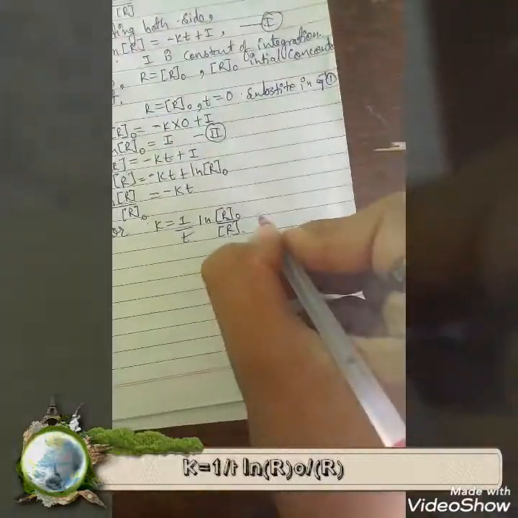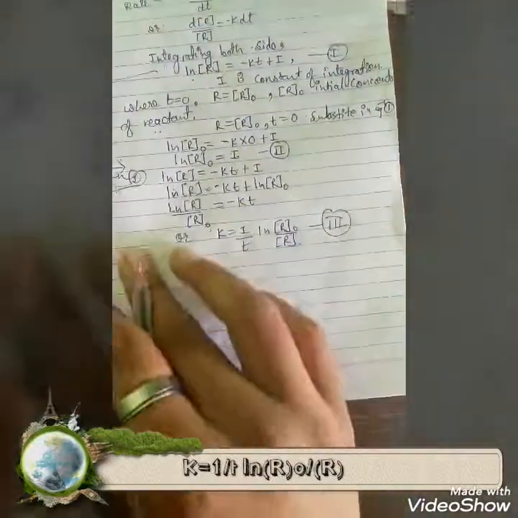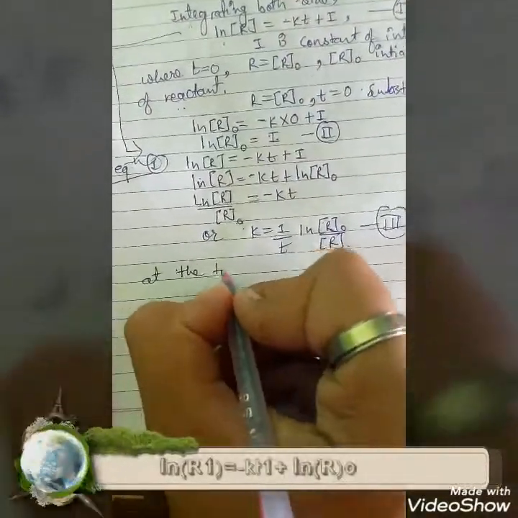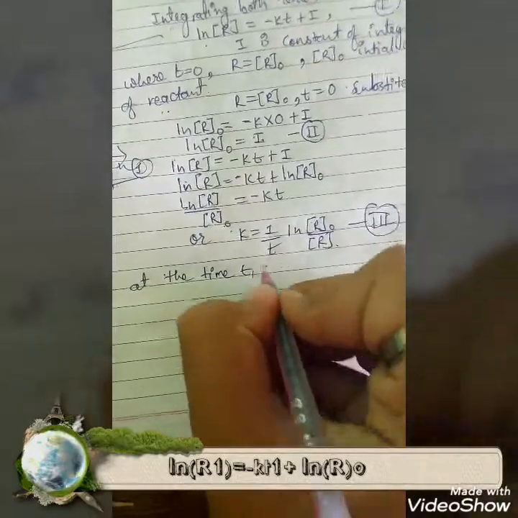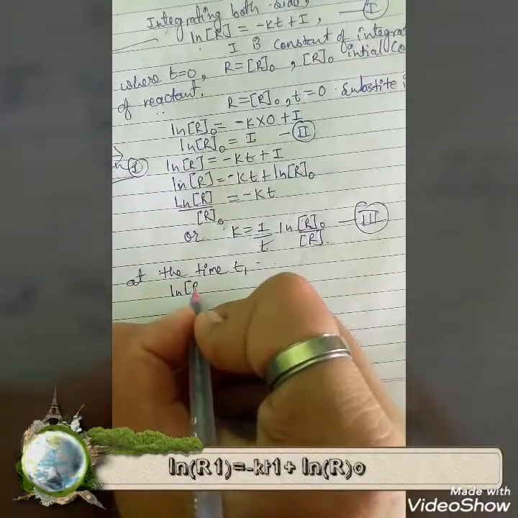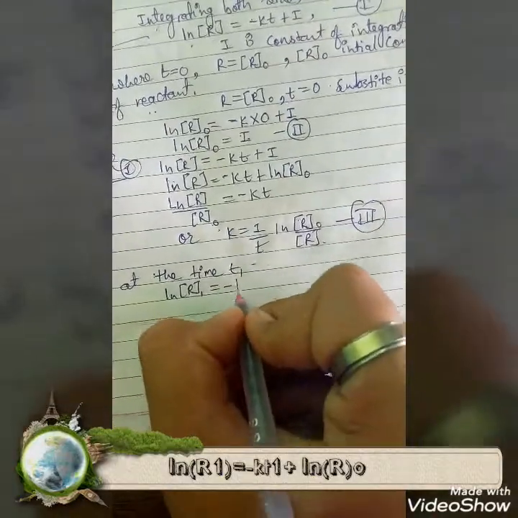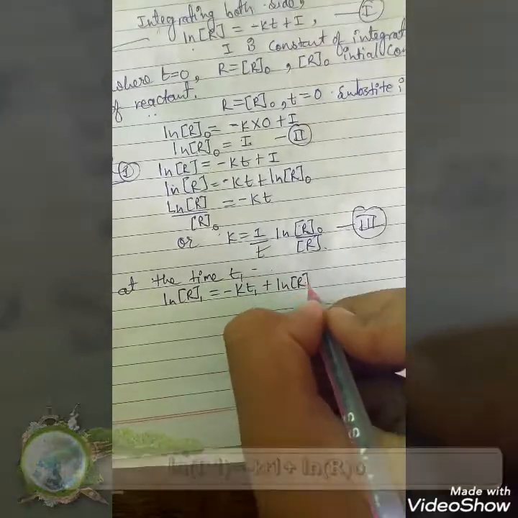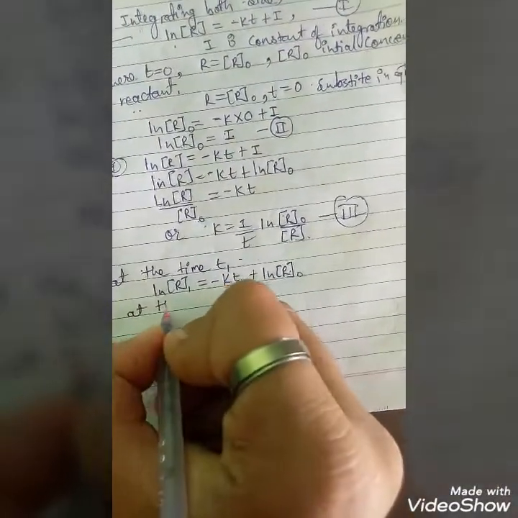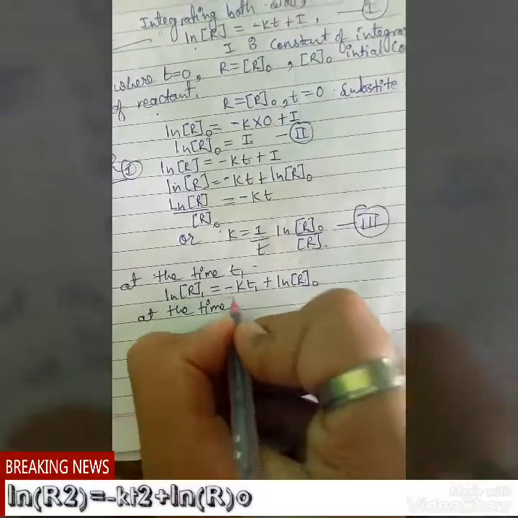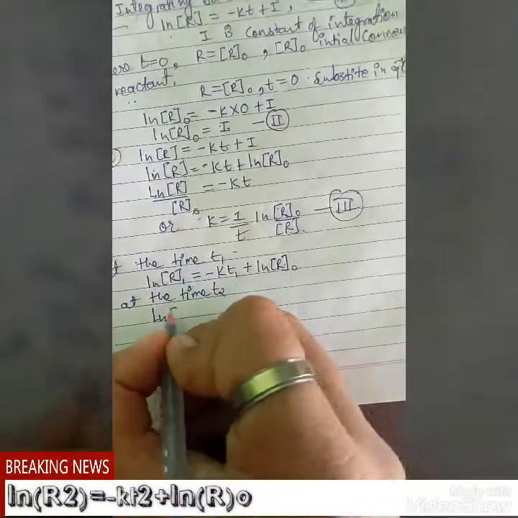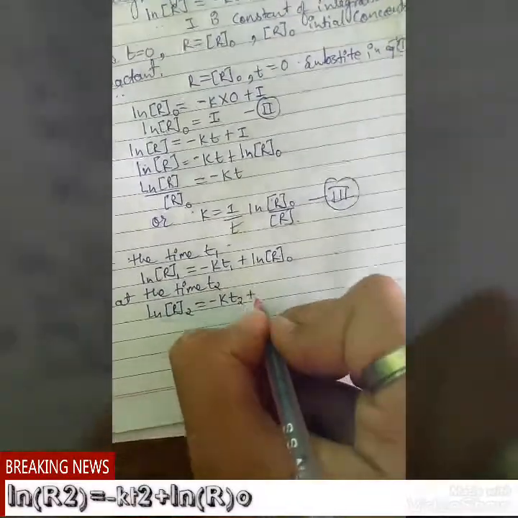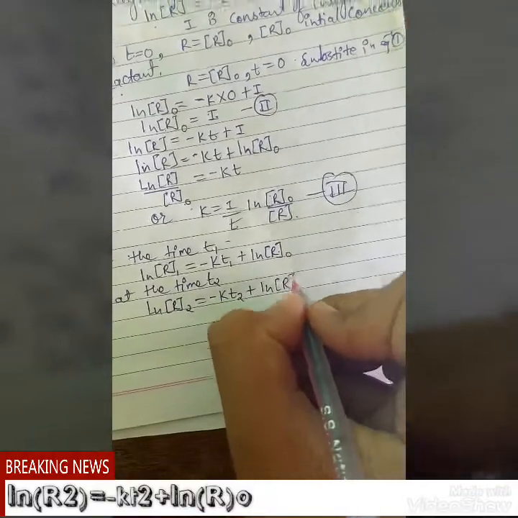Now we take this third equation. At time t1, ln R1 is equal to minus k t1 plus ln R0. At time t2, ln R2 is equal to minus k t2 plus ln R0.